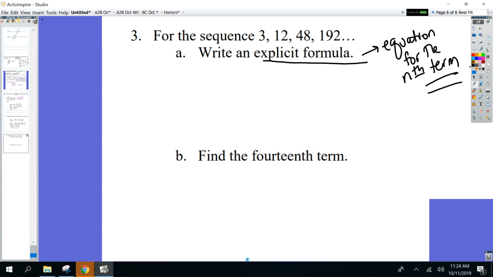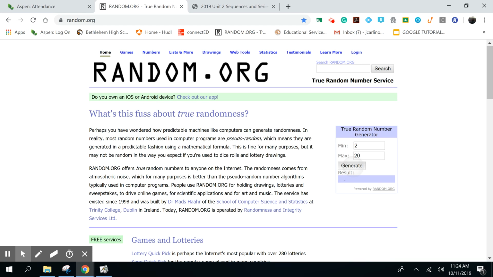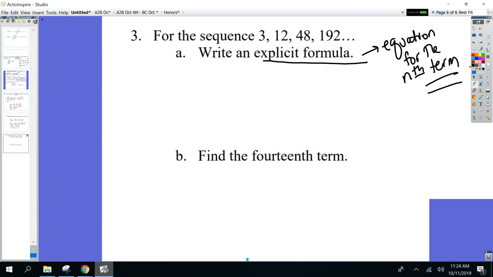Okay. Which means, hey, got to decide what type of sequence it is right now. So let me turn that over to somebody. 3, 12, 48, 192. What type of sequence am I working with? Here you go, 6 again. Here we go. This is what type of sequence?